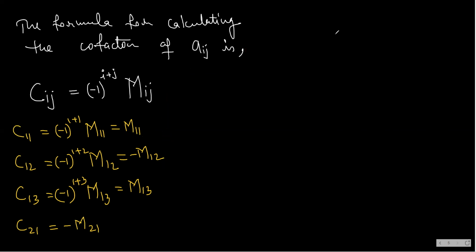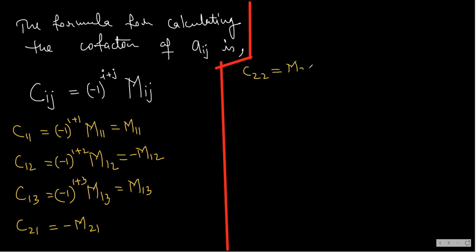Okay, I need to write the values, so I will. I have not written the values so far because I was more into teaching you the concept. I will write all the values together at last. Now see, C21 is done. Now C22 will be M22. Why? Because 2 plus 2 is 4. So it is going to be the same as M22.